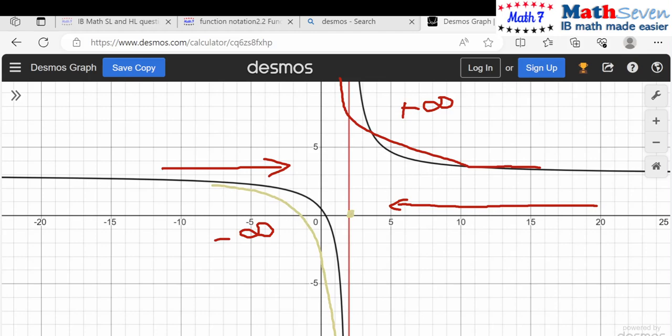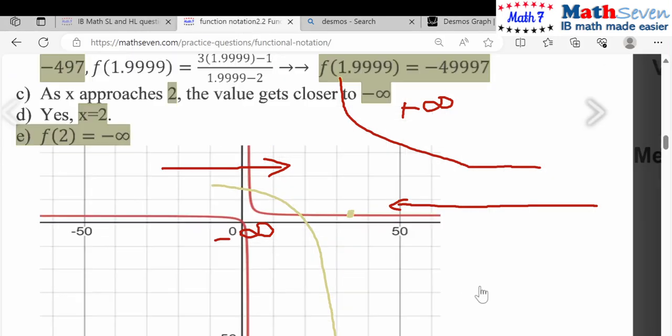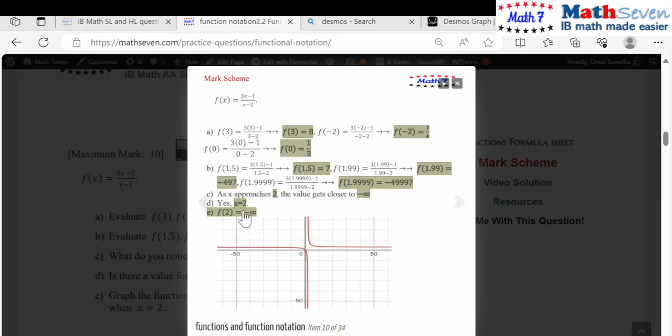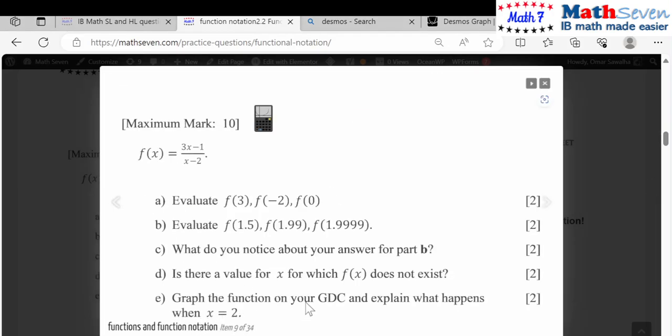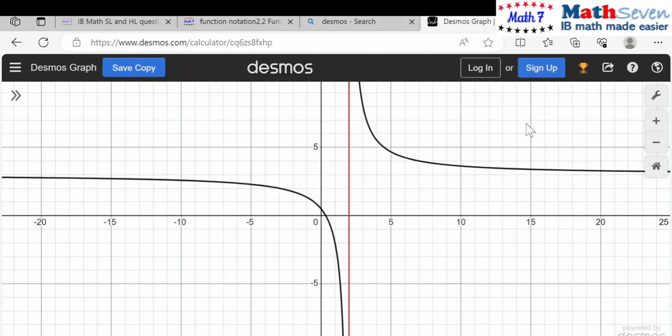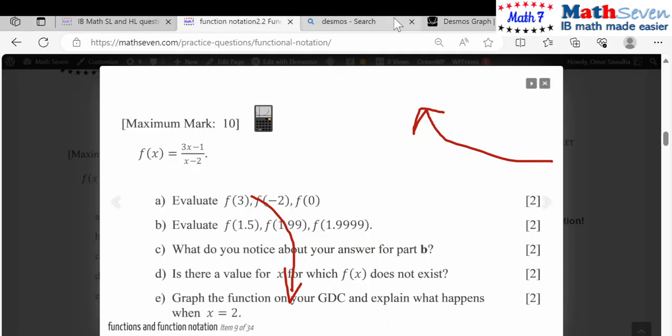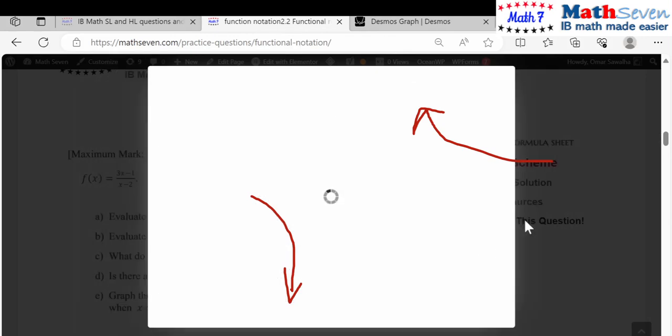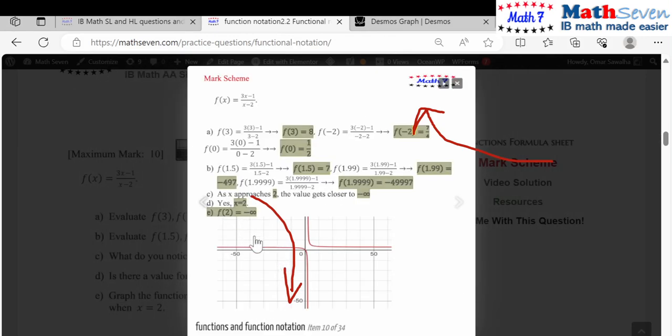So, going back to our question, let me make it smaller and erase all this. So what happens? Explain what happens when x equals 2. The graph goes to infinity in both directions. One goes to positive and one goes to negative infinity, like this, up, right, like this. So what happens to the graph? It goes, f of 2, to negative infinity, and the other goes to the positive infinity.